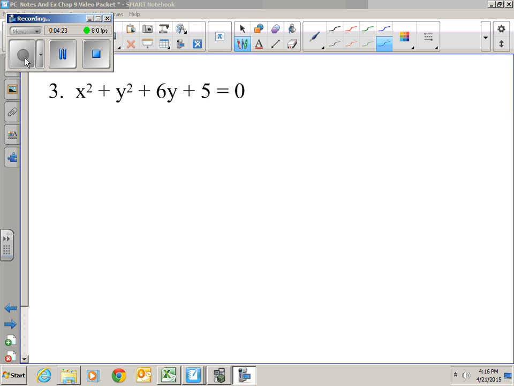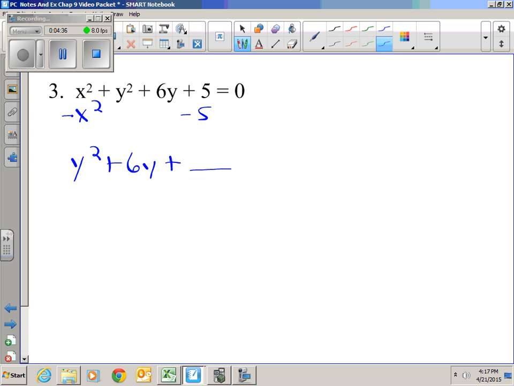So to solve this for y, I'm going to start by moving the 5 to the other side, moving the x squared to the other side. So I'm going to get y squared plus 6y. I'm just going to add my blank right there because I know I'm going to have to complete that square, is equal to negative 5 plus blank minus x squared.